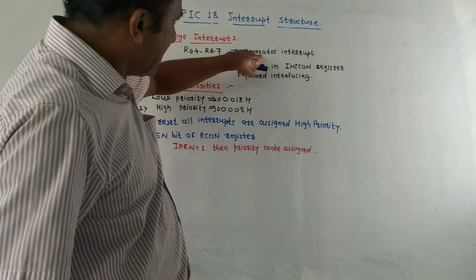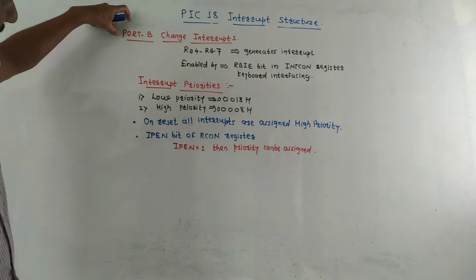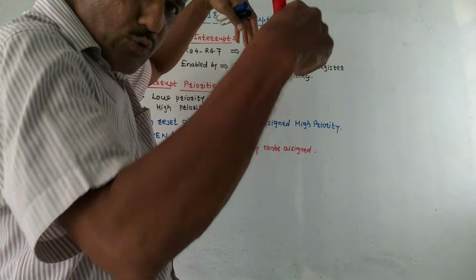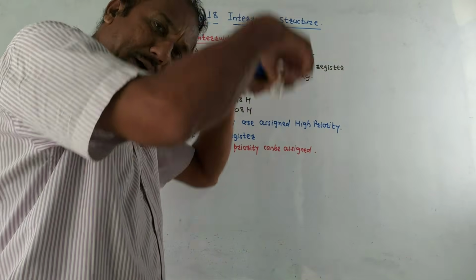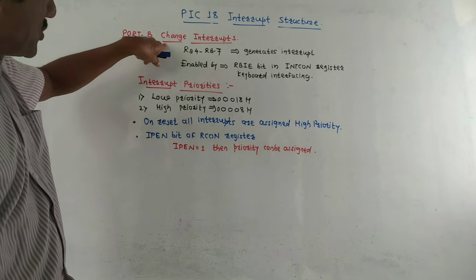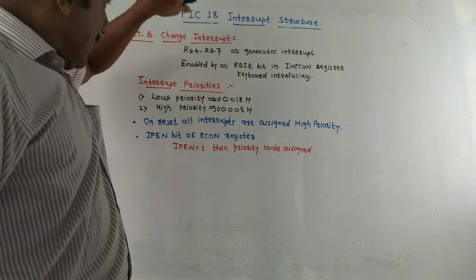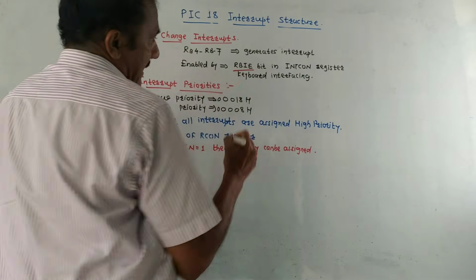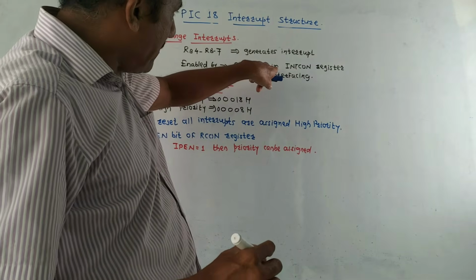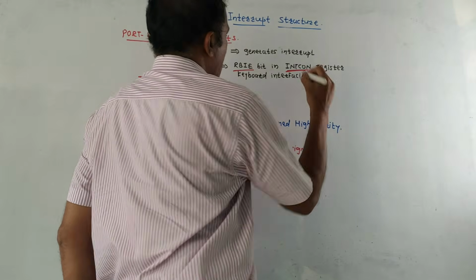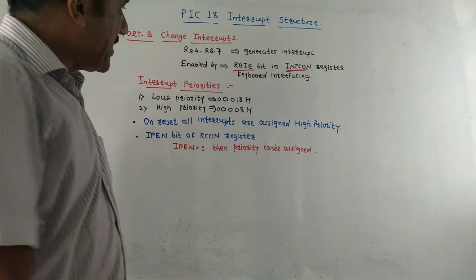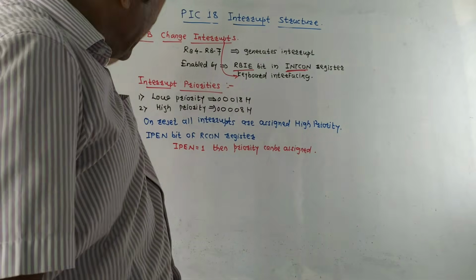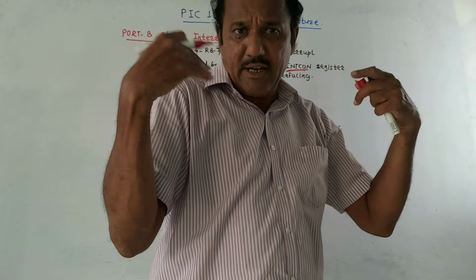So it generates an interrupt which is called RB change interrupt, because it is generated after some change, some modification on this pin. So it is RB change interrupts. It can be enabled by using RBIE, that is RB interrupt enable bit in interrupt control register. The major application of this type of interrupt is for keyboard interfacing. So these are the main types of interrupts.